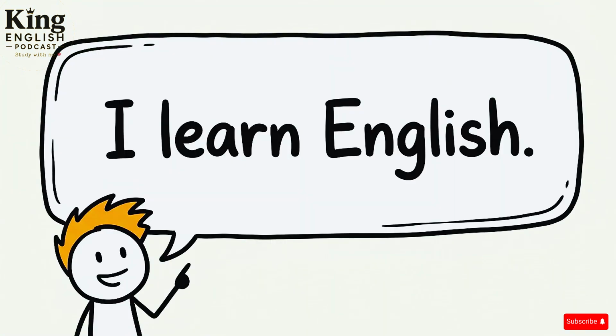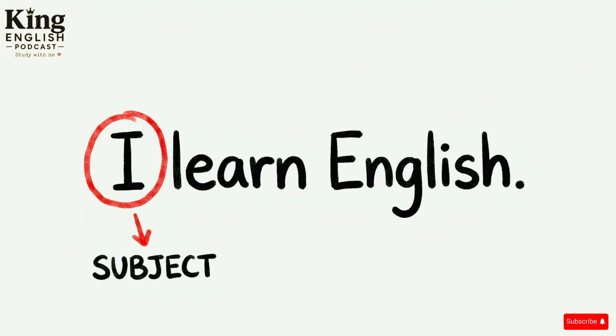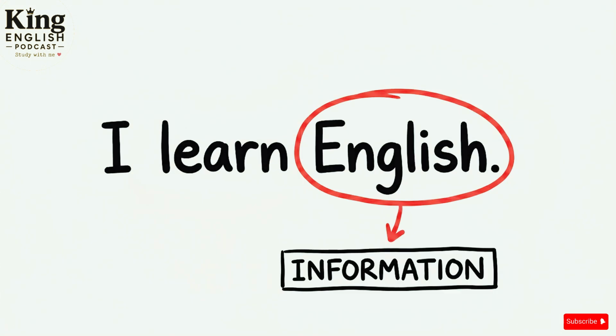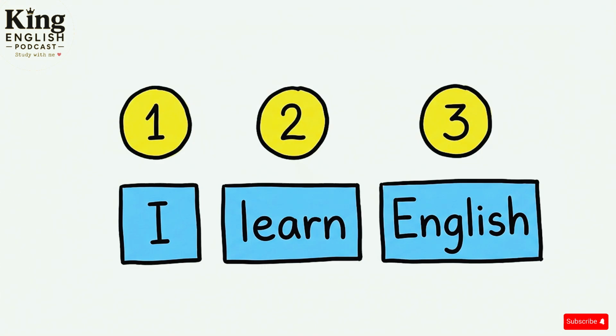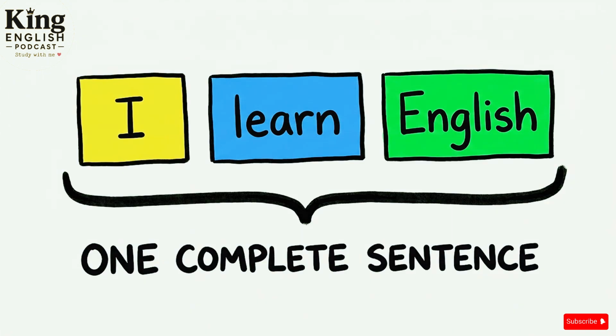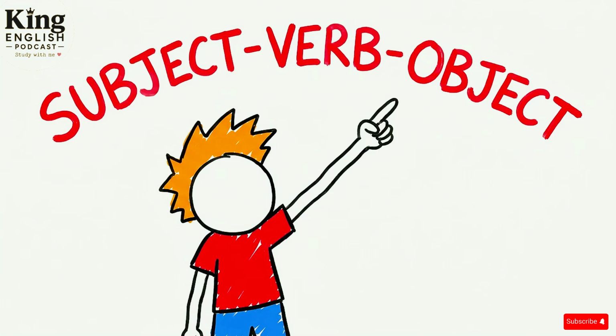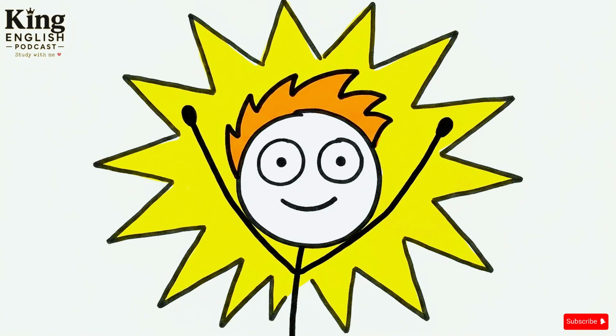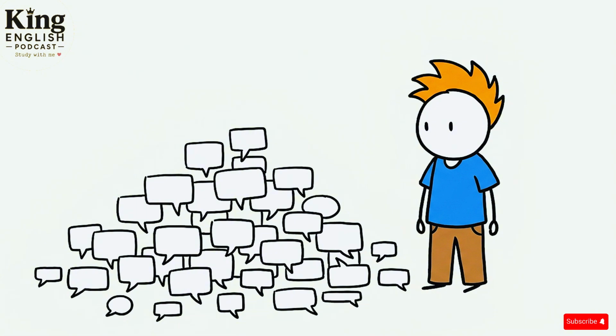Look at this sentence. I learn English. Very simple. I is the subject. Learn is the verb. English is the information. Three parts. One complete sentence. This simple pattern is called the subject-verb-object structure, or simply SVO. And here's the exciting part. Once you understand this pattern, you can create thousands of sentences.